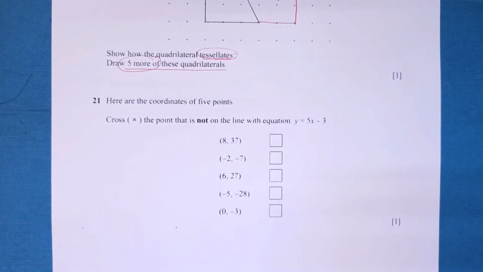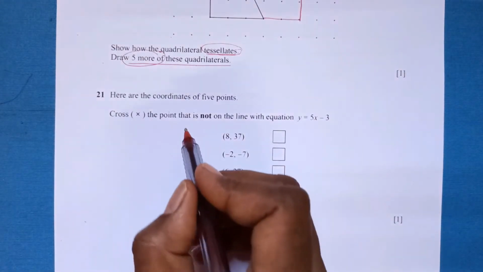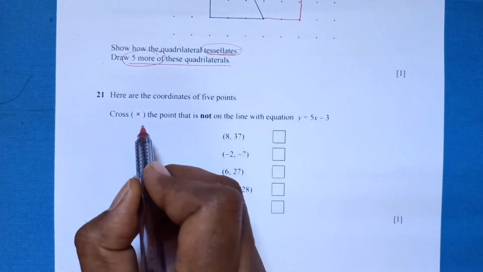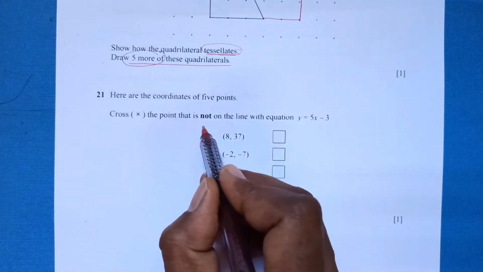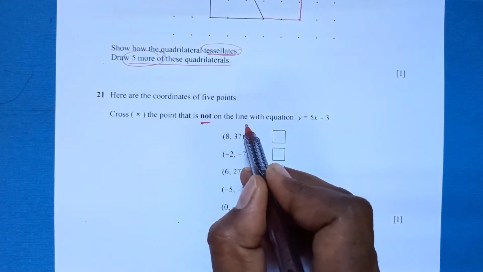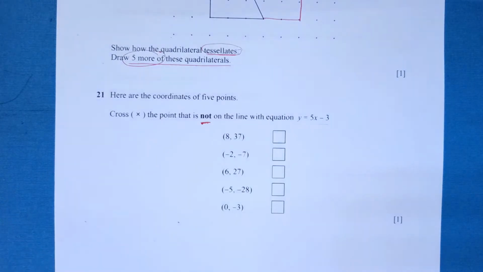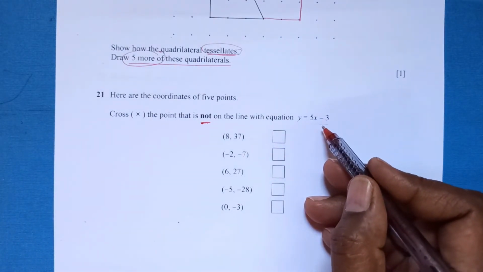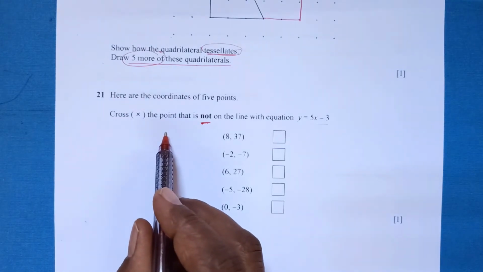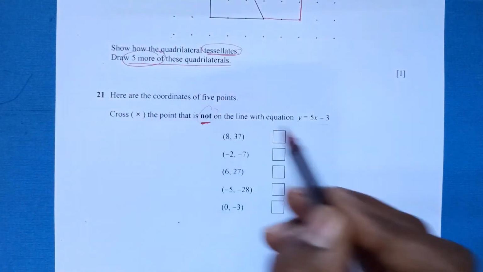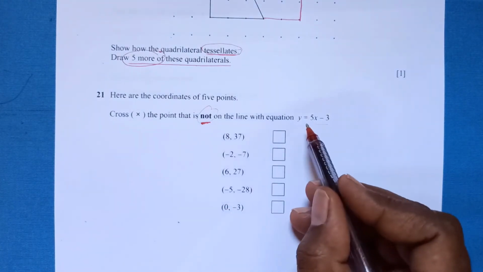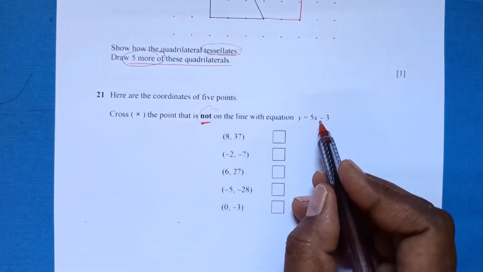Question 21. Here are 5 coordinates of the 5 points. Cross the point that is not on the line with this equation. So we have this equation y equals 5x minus 3. Cross the point, so that means there is only one point which is not on this line, others are on this line. So that means that these coordinates will satisfy this equation.